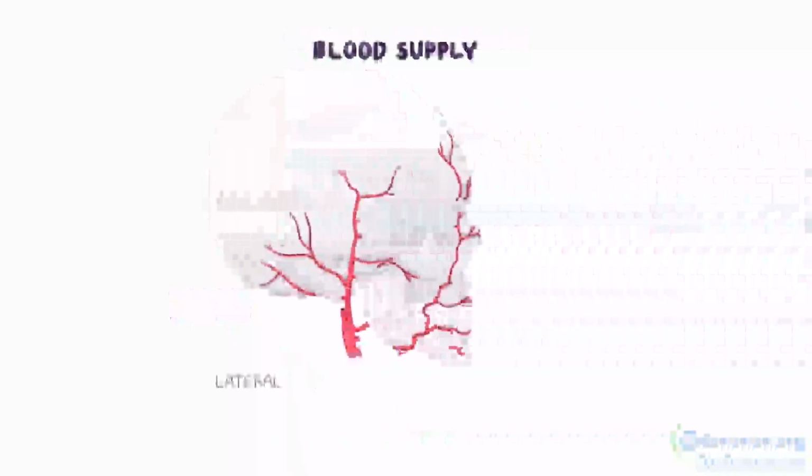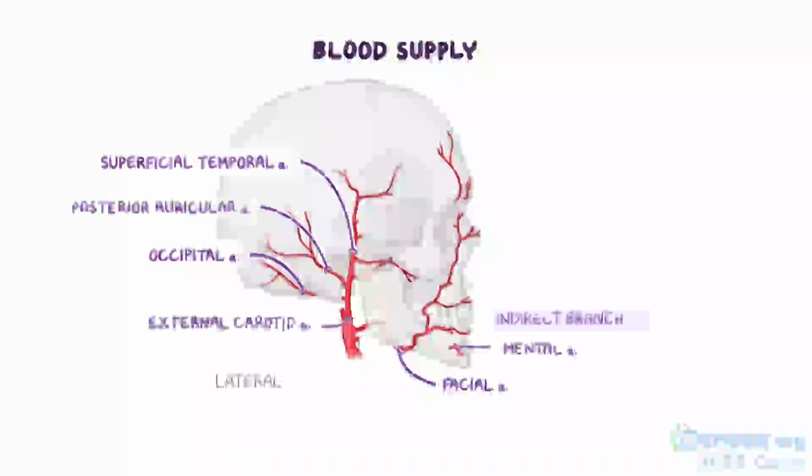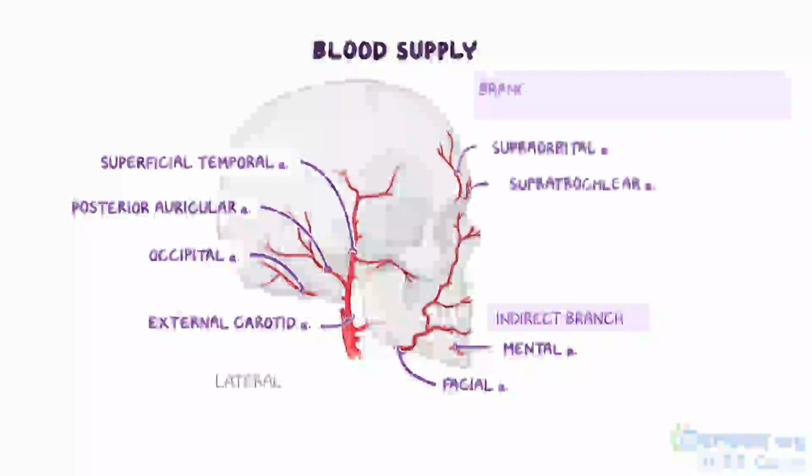The majority of the blood supply to the face is provided by the facial artery, superficial temporal artery, occipital artery, posterior auricular artery, or mental artery, which are direct or indirect branches of the external carotid artery. The supraorbital and the supratrochlear arteries arise as the terminal branches of the ophthalmic artery, which is a branch of the internal carotid artery.